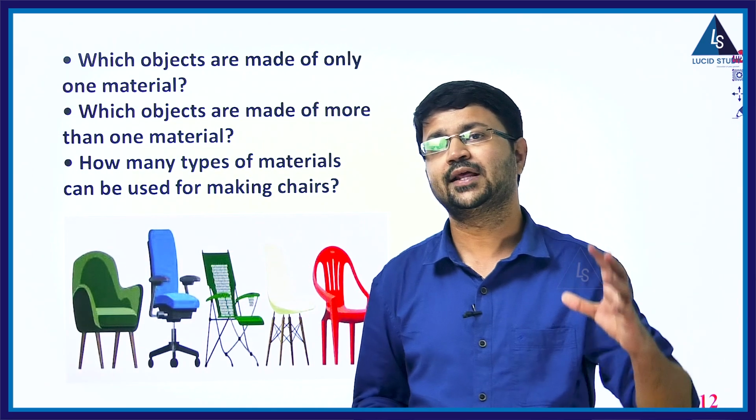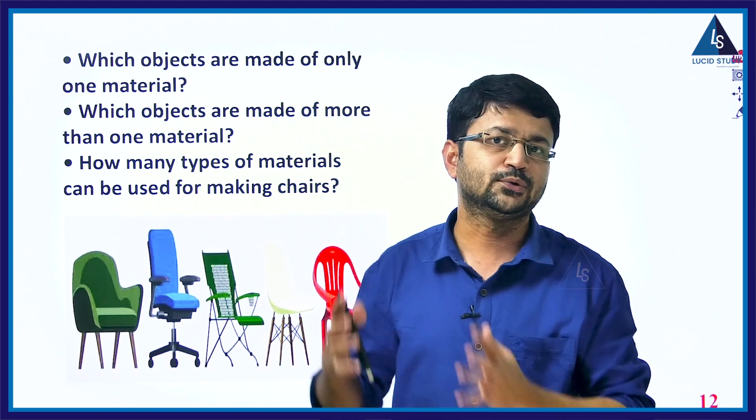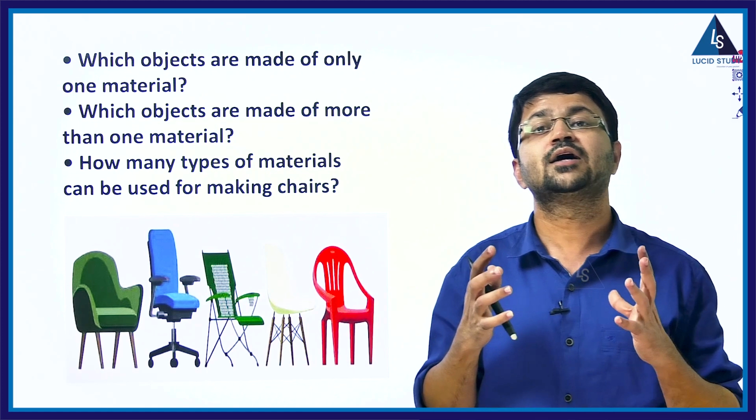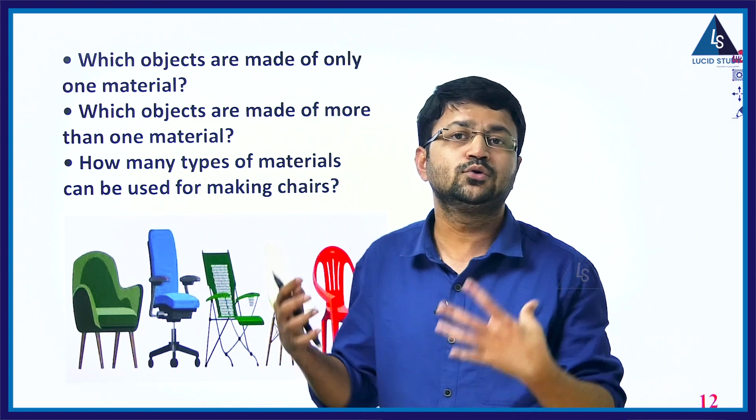So what do they mean? There are some objects made up of only one kind of material. There are some objects which are made up of more than one material, and we have to identify them.